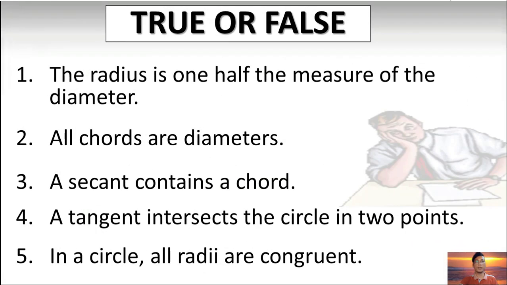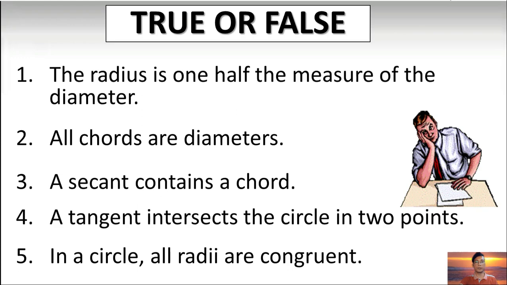Okay, before that, let us answer this true or false test. So true or false. Number 1, the radius is 1/2 the measure of the diameter. Definitely that is true. Number 2, all chords are diameters. Okay, the answer is false. Baliktad kasi all diameters are chords dapat. Tama? Pero all chords are diameters, meron kasing chord na hindi nagpass sa center. So, hindi lahat ay diameters. But all diameters are chords.